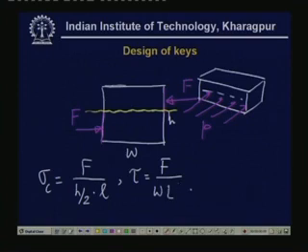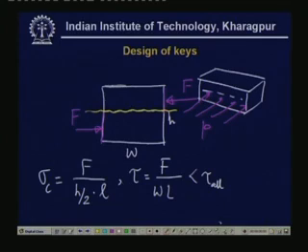So, these are the expressions. Now, in order to have a good design, sigma c must be less than the allowable compressive stress, that is the bearing crushing stress, and tau must be less than tau allowable. Once we have designed a key, then we go for checking this. But one way of designing this key is to compare the two strengths. Now, we have to define the strength.